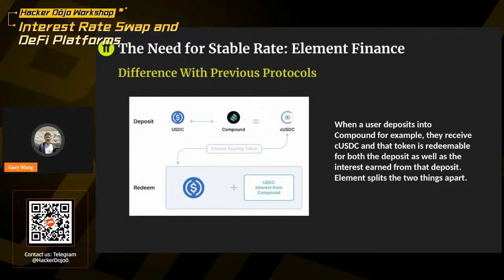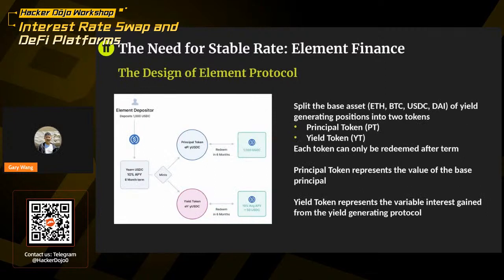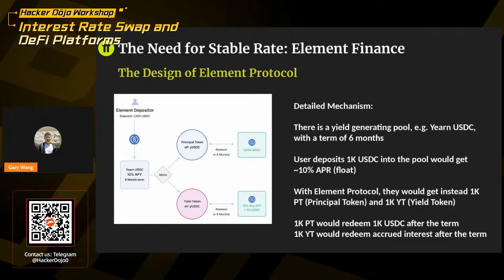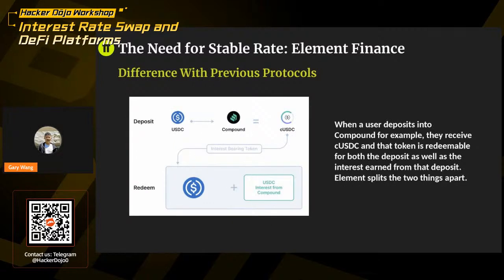Element protocol instead strips away the interest-bearing assets. So the Element protocol splits this deposit into two different tokens, that is the principal token and the yield token. The principal token represents the original 1,000 USDC, and the yield token represents the interest. So with this split of PTs and YTs, we can develop a lot of different market operations. And that's what makes the Element protocol so unique and so powerful in the real world.